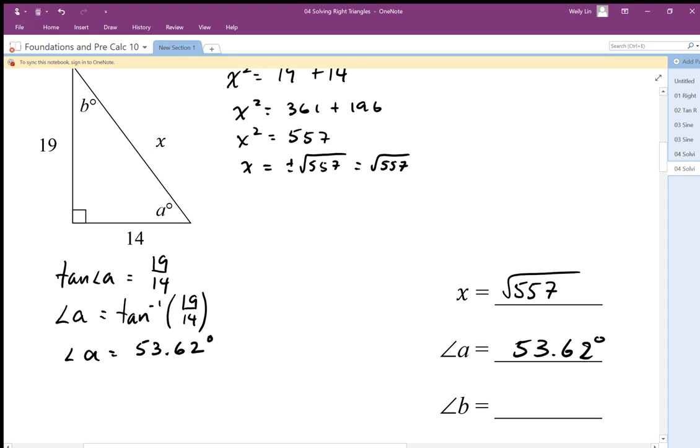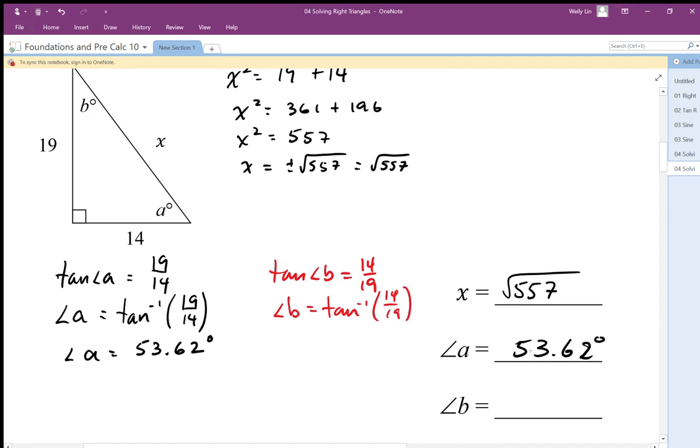Now, once I find one angle, I know that these two angles, B and A, are complementary or add up to 90 degrees, so I can subtract from 90. So that would be the easy way to do it. Alternatively, I can just use the arctan of the reciprocal slope, so 14 over 19, that's the reciprocal slope. The arctan of that is going to give me angle B. And if I do the arctans of reciprocals, I always get complementary angles.